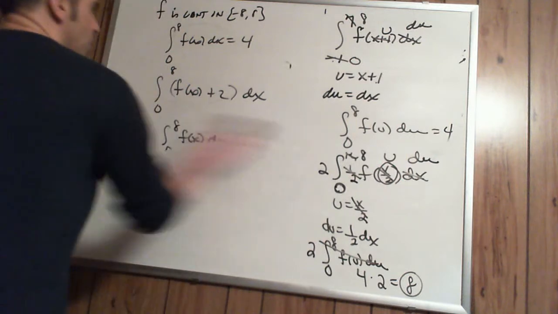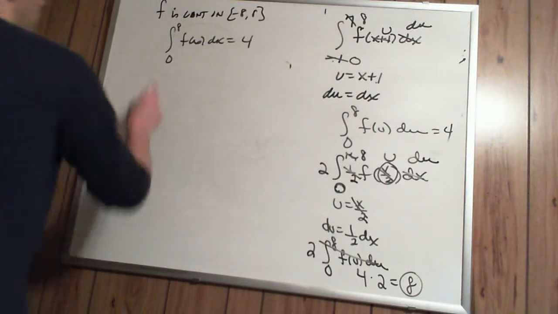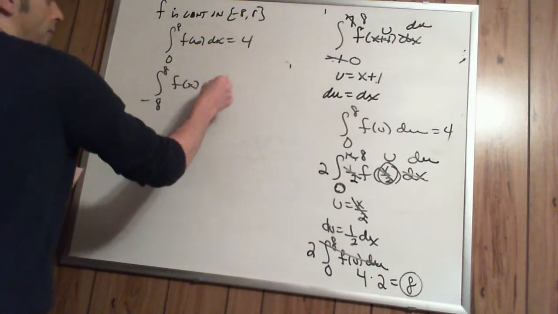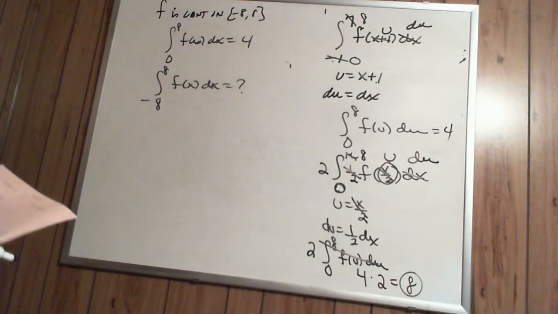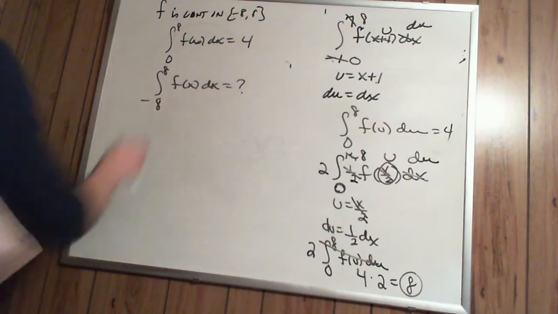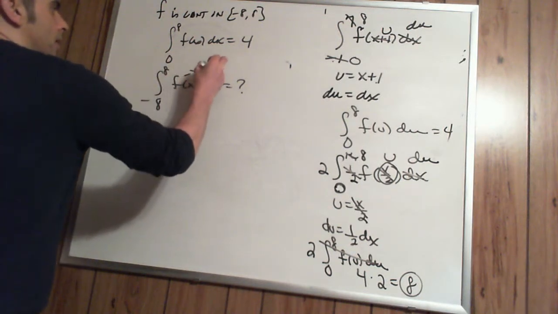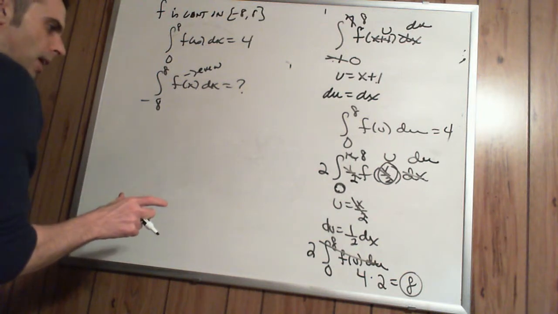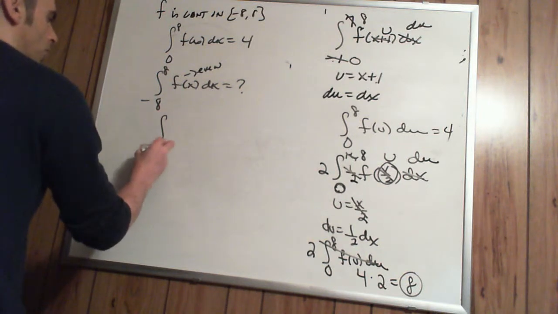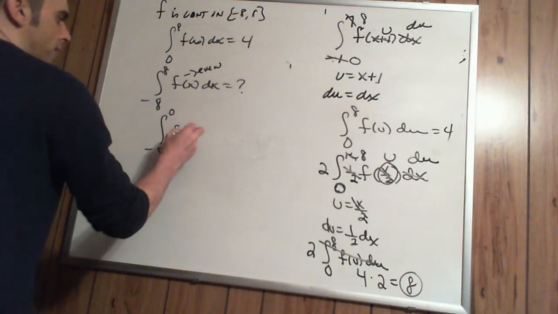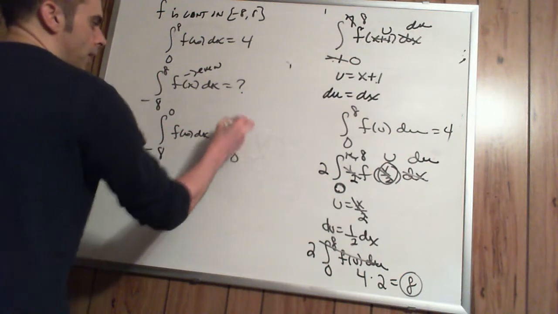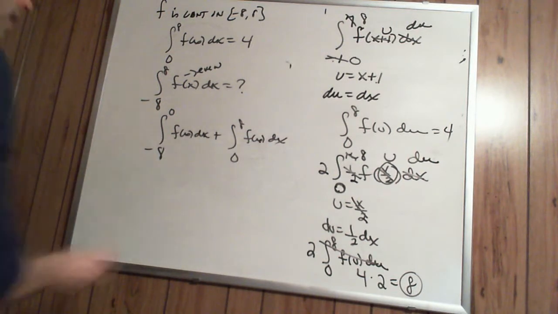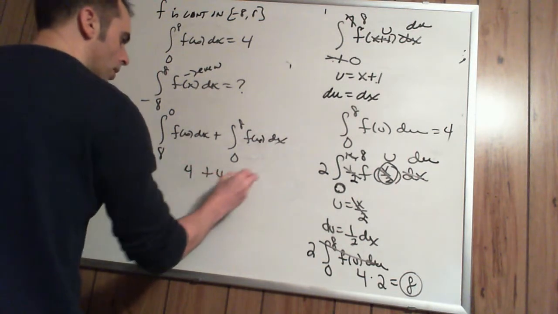Another one, suppose we are told that from negative 8 to 8 of f of x dx, we're to find that value, but this time f is an even function. If f is even, then that means we've got y-axis symmetry. So the y-axis is cutting the area into 2 equal parts. So from negative 8 to 0 of f of x dx plus 0 to 8 of f of x dx, each of these areas would be the same. So 4 plus 4 would then be 8.